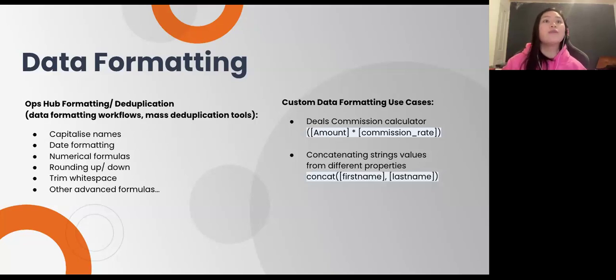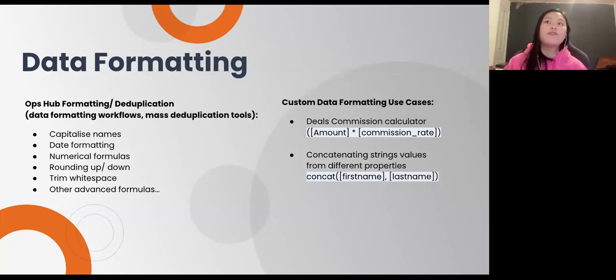So just some of the options in those bullet points there that you can do with Operations Hub Pro. You've got capitalized names, date formatting, numerical formulas, rounding up and down numbers, trimming white space, and there's a few others as well. Now, one of the other interesting things that you can do with your data formatting is using the workflows to format your data.